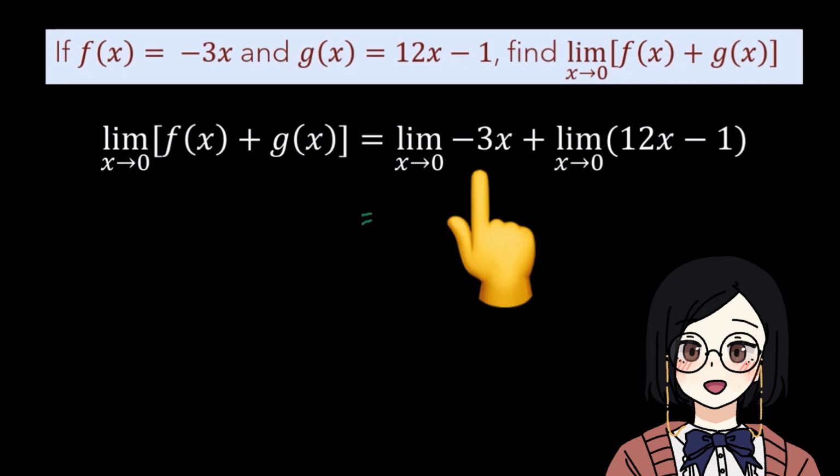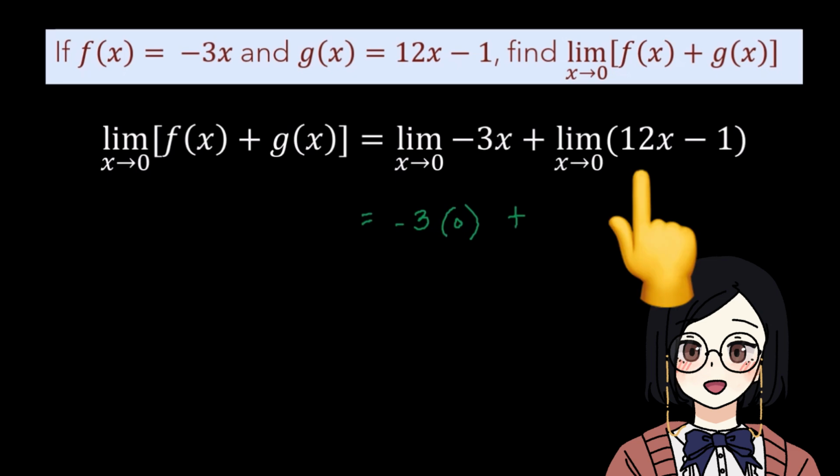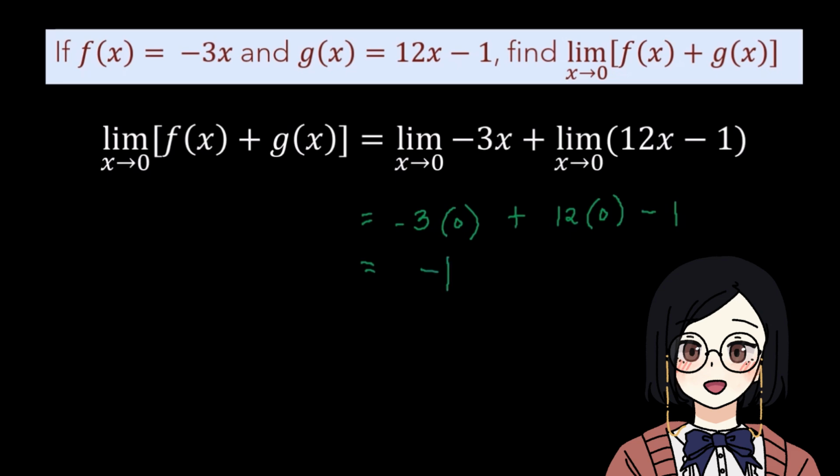Evaluating the limit of negative 3x as x approaches 0, we will have negative 3 times 0. Plus, evaluating the limit of 12x minus 1 as x approaches 0, we will have 12 times 0 minus 1. Simplifying, we will have negative 1. Hence, the limit of f of x plus g of x as x approaches 0 is negative 1.